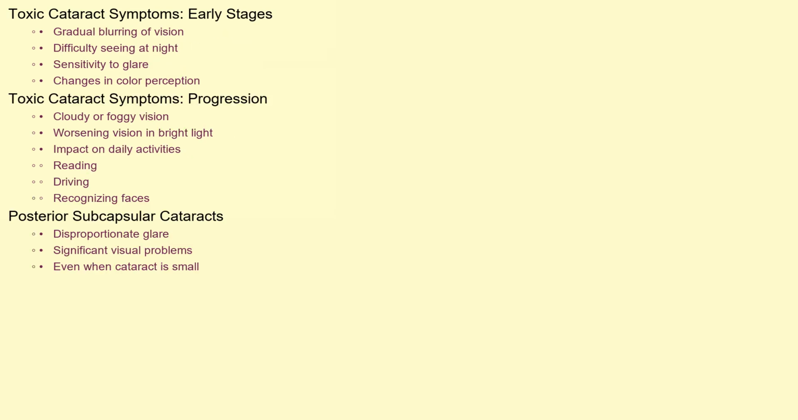The primary symptom of a toxic cataract is a gradual blurring of vision. This may start as difficulty seeing at night, sensitivity to glare, or changes in color perception. Patients often describe their vision as cloudy or foggy. As the cataract progresses, vision may worsen even in bright light, impacting daily activities like reading, driving, and recognizing faces. Posterior subcapsular cataracts, in particular, can cause disproportionate glare and visual problems, even when the cataract is relatively small.